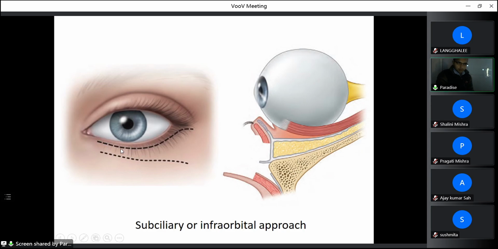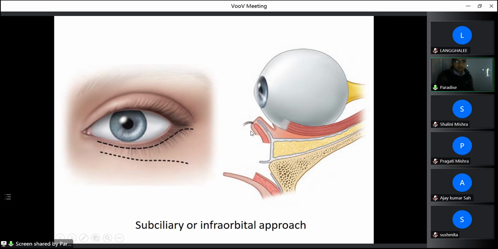Then there is the subciliary approach. The subciliary approach is given just 2 to 5 mm below the margin of the lower eyelid, where the incision is given just below the eyelashes. The significance of this incision is, even though a scar mark is formed in this area, it can be hidden by the lower eyelashes. So the incision given just below the eyelashes is known as the subciliary approach.